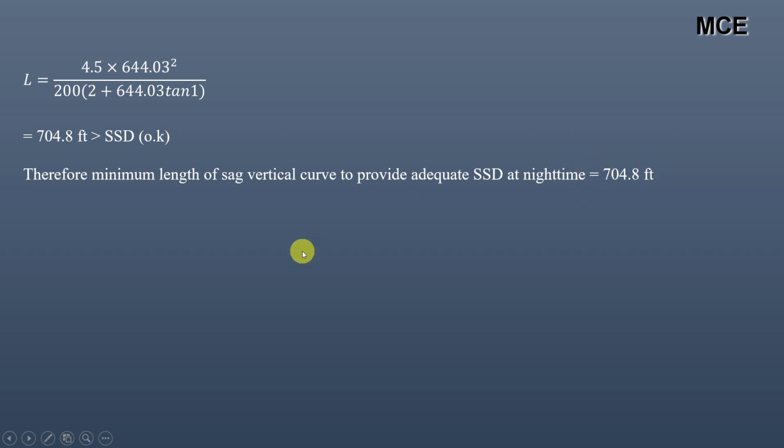Okay, so this is how you can calculate the length of the sag vertical curve to provide necessary SSD at night time according to the AASHTO. Okay, I have also made a solution video of how to find the minimum length of crest vertical curve to provide the SSD. Okay, you can also check that video.